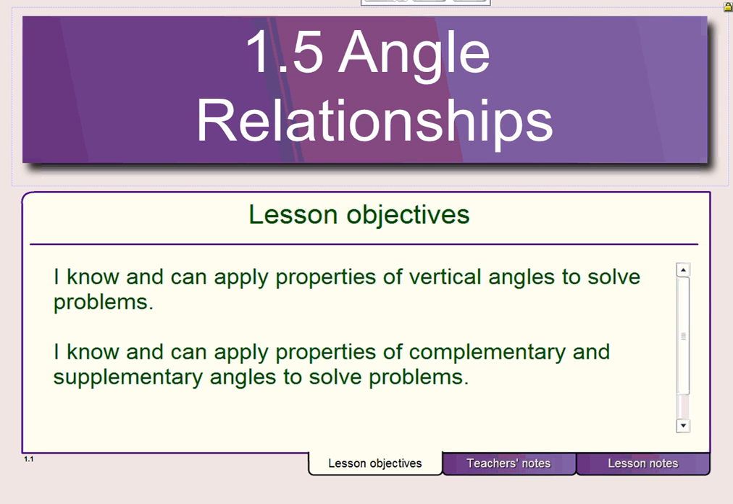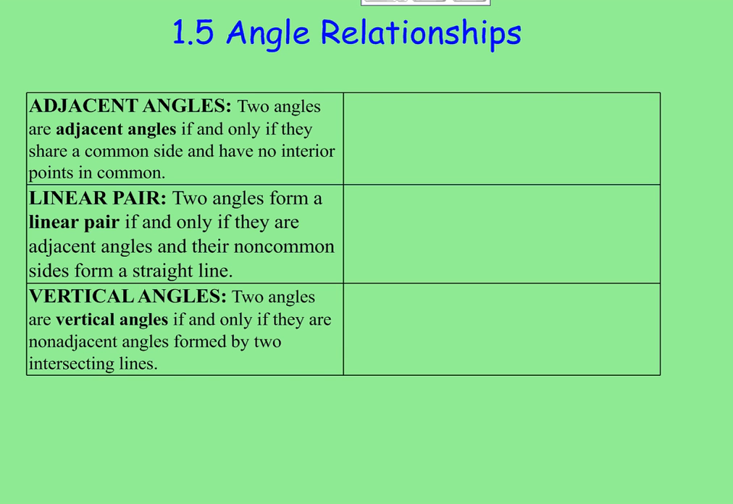Okay, so this is for geometry, section 1.5. The objectives: you need to be able to apply properties of vertical angles and apply properties of what are known as complementary and supplementary angles. Please notice how that is spelled. You're not saying nice things about an angle. All right, a couple of things to talk about.